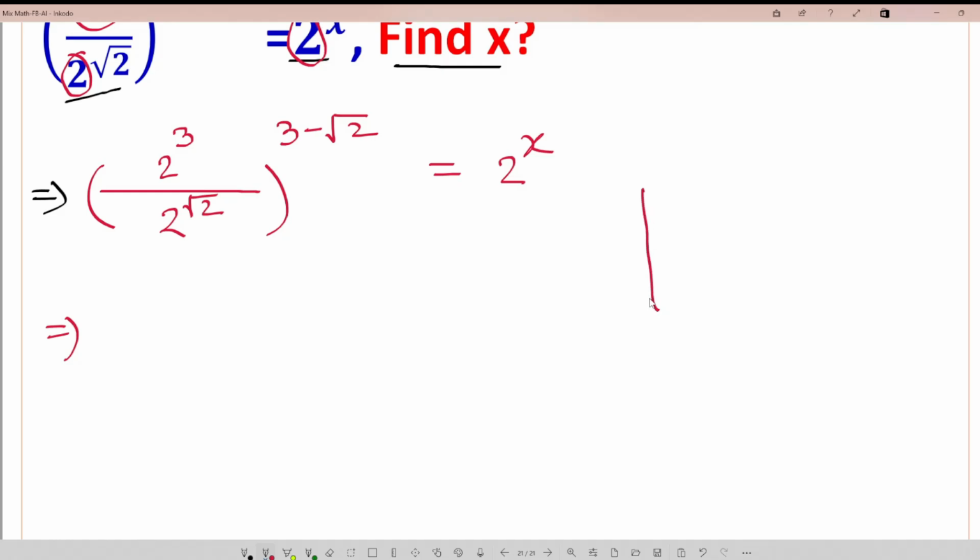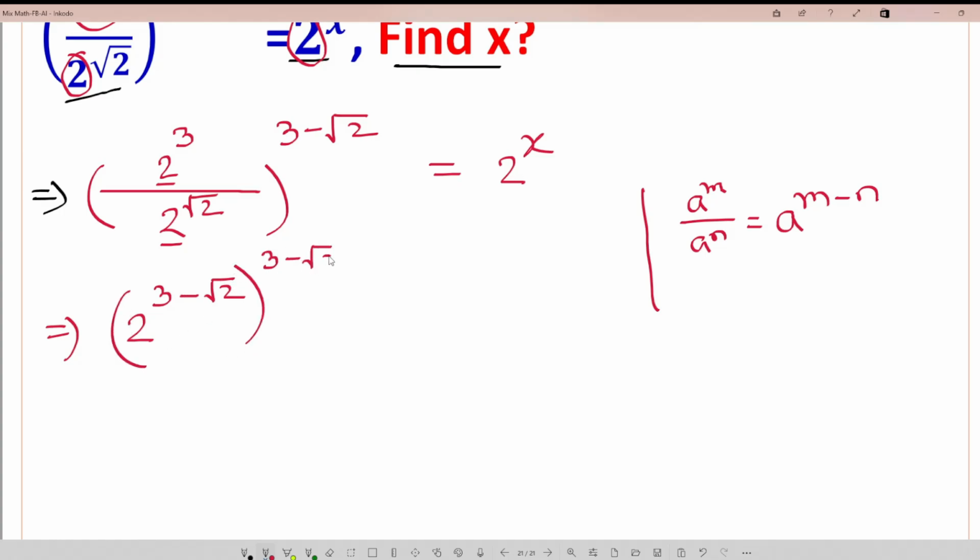now we know once the bases are the same, a to the power m divided by a to the power n means the bases are the same and in division the powers will be subtracted. It means a to the power m minus n. Similarly, here the bases are the same, it means 2, and we can subtract, so 3 minus root 2. Okay, and then whole to the power 3 minus root 2 equals 2 to the power x.